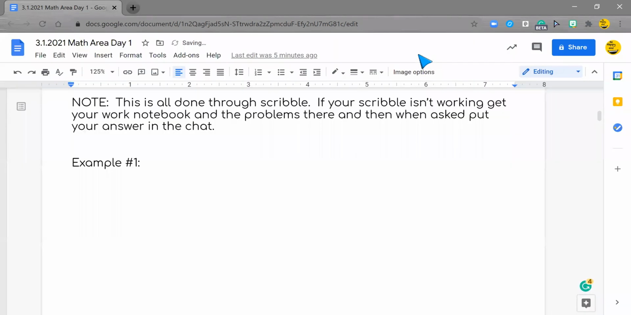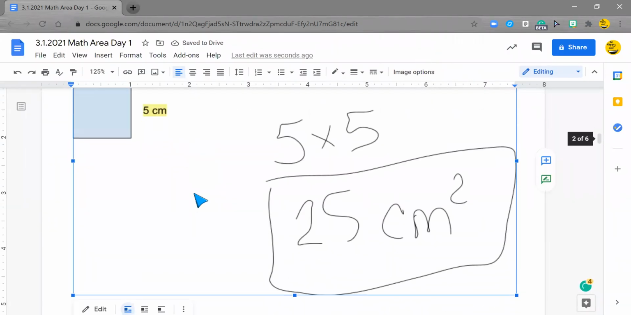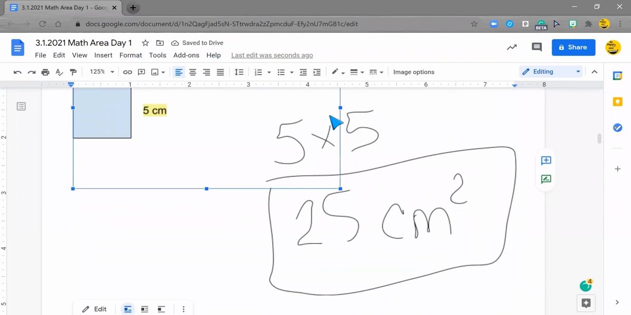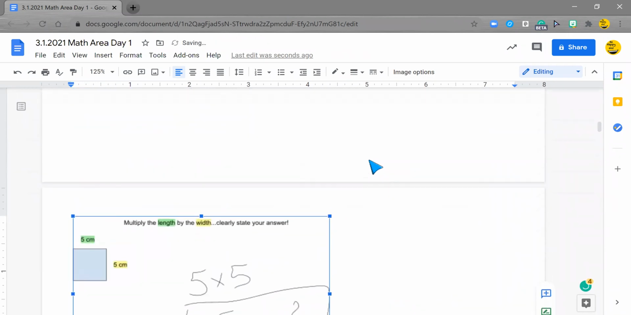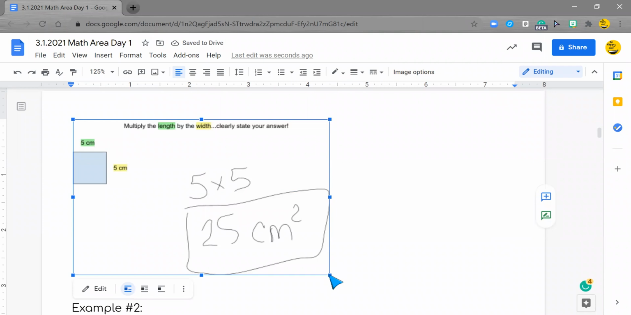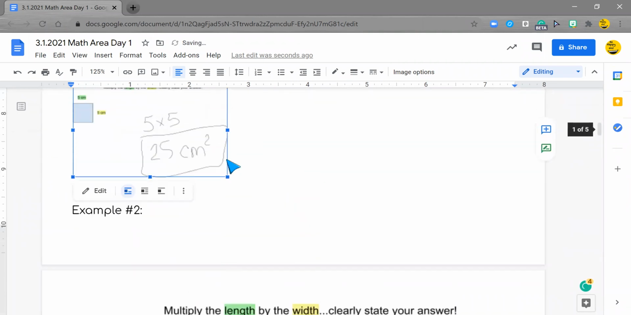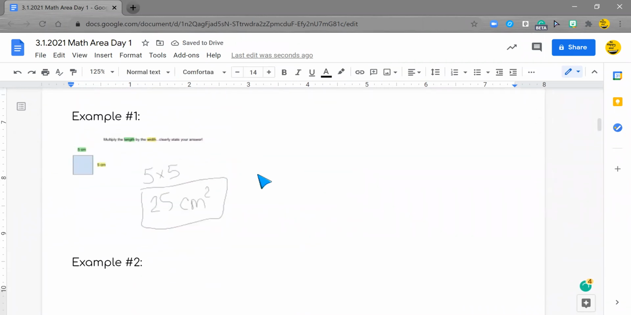So I'm going to hit save and close. I'm going to come right down here. We're going to make this a little smaller because I don't need it that big. There we go. And then if I don't have the Scribble, or it doesn't work well, I can always do it this way, where I see it and I go 5 times 5 equals 25 centimeters.